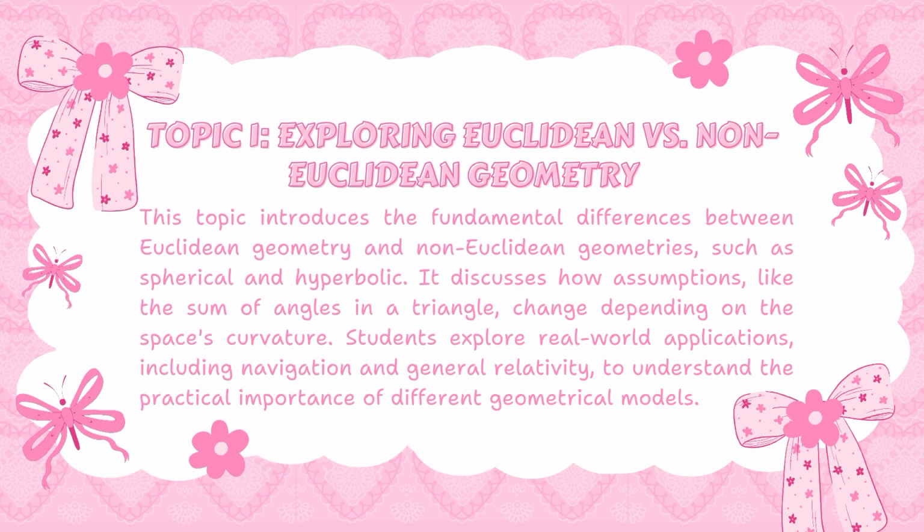For our first topic, we have exploring Euclidean versus non-Euclidean geometry. This topic introduces the fundamental differences between Euclidean geometry and non-Euclidean geometries, such as spherical and hyperbolic. It discusses how assumptions like the sum of angles in a triangle change depending on the space curvature. Students explore real-world applications including navigation and general relativity to understand the practical importance of different geometrical models.